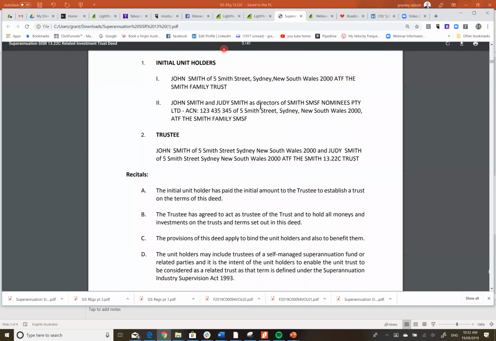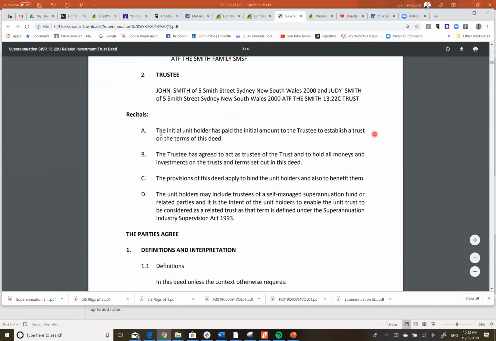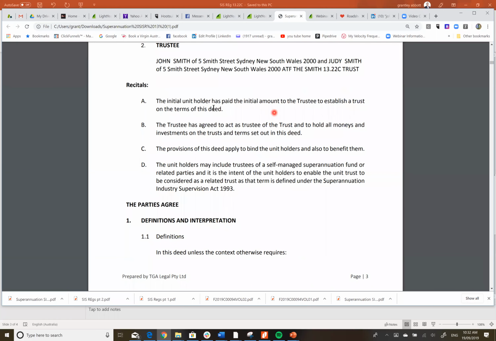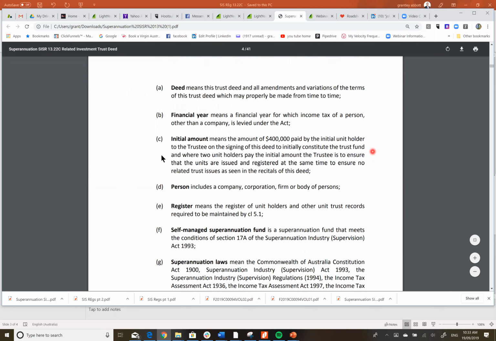We've also got, I like bringing in the unit holders because they actually have to sign up to the deed. The trustee, we've got John and Judy Smith as trustee for the Smith 1322C Trust. So that was all the stuff we filled in. So the recitals: the initial unit holders pay the initial amount to the trustee to establish a trust on the terms of this deed. The trustee has agreed to act as trustee and hold all monies. The provisions of this deed apply to bind the unit holders and also to benefit them, which is why I want them to sign off. The unit holders may include trustees of a self-managed super fund or related party, as the intent of the unit holders is to enable the unit trust to be considered a related trust as that term is defined under SIS 13. So this is why it's a special purpose trust. Obviously, you wouldn't do that with any other unit trust. We then go down and we find there the initial amount is the $400,000 paid by the initial unit holders.